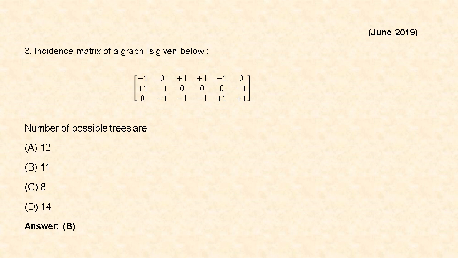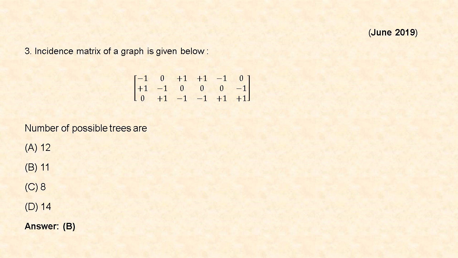Next question. This question was asked in June 2019. The incident matrix of a graph is given below. The number of possible trees are option A 12, option B 11, option C 13, option D 14. Answer is B.